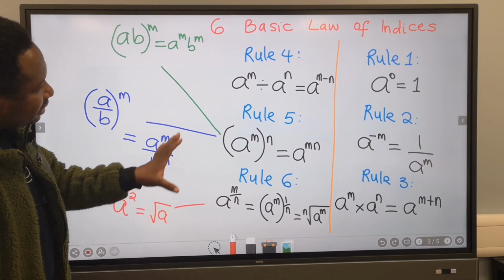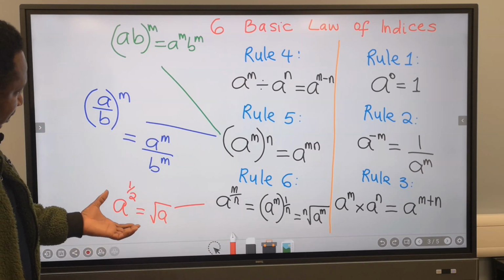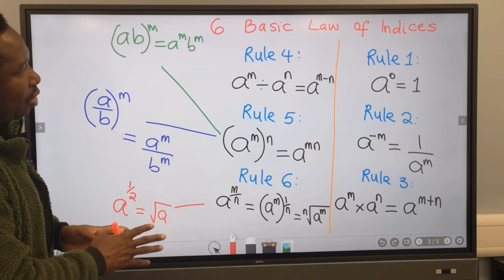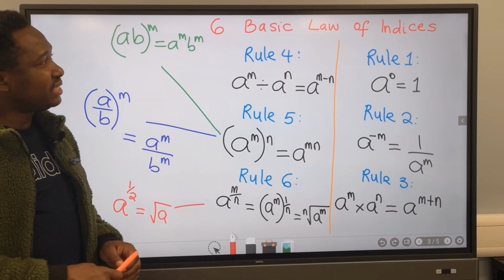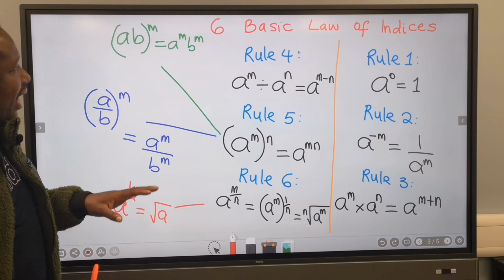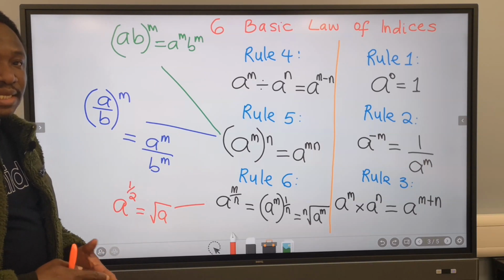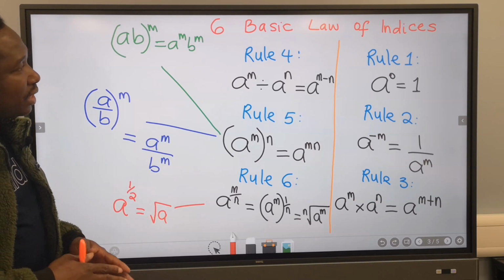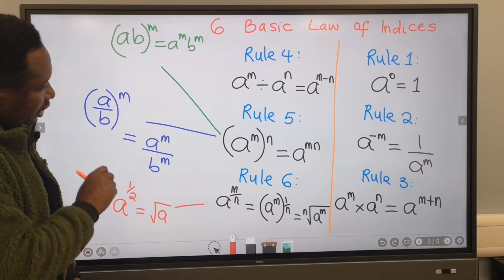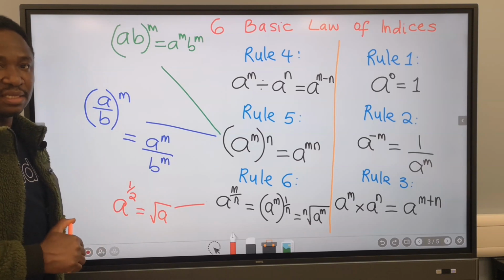If you add the 6 rules we have here and these 3 variations, we're going to have a total of 9 basic laws of indices. However, we have only 6. The most important thing here is knowing when and how to apply each of these rules in basic mathematics.